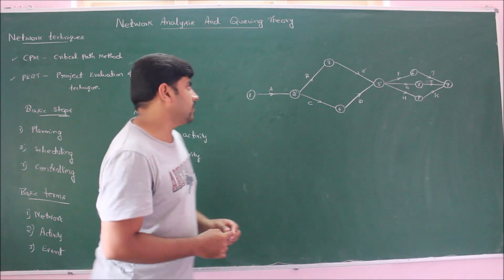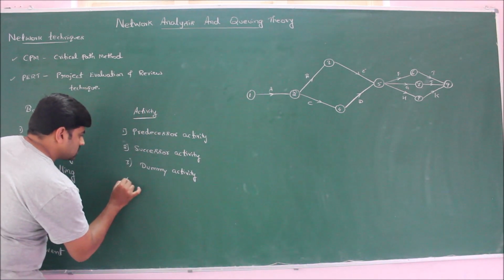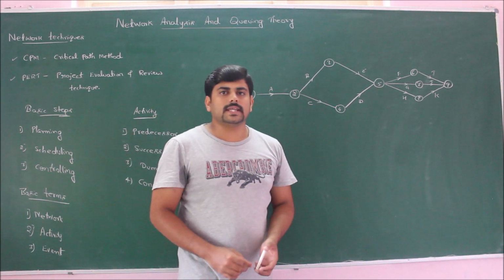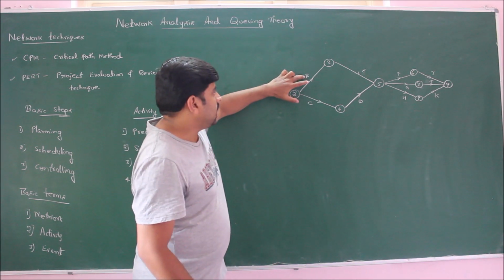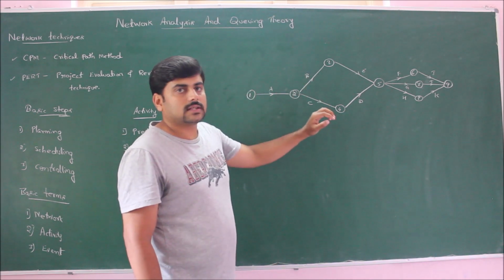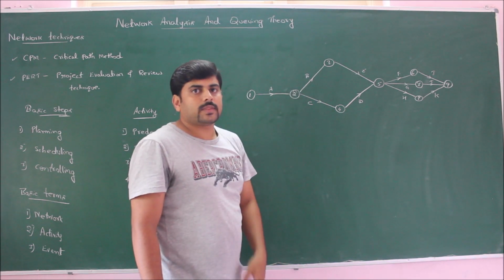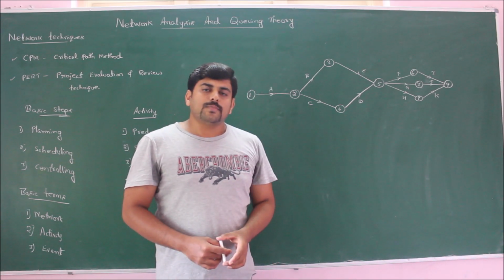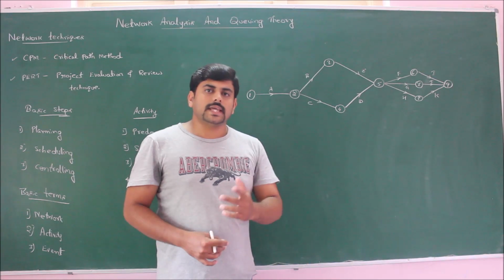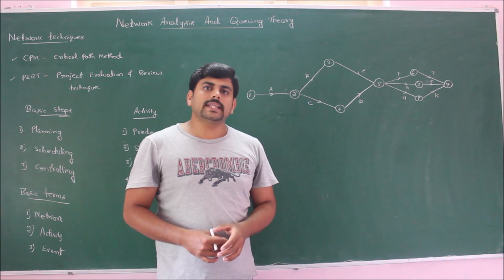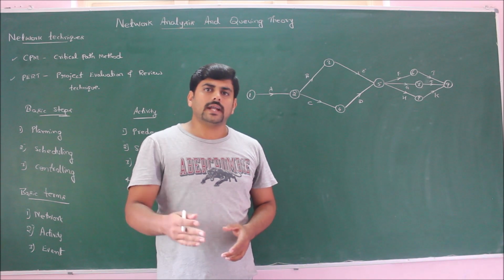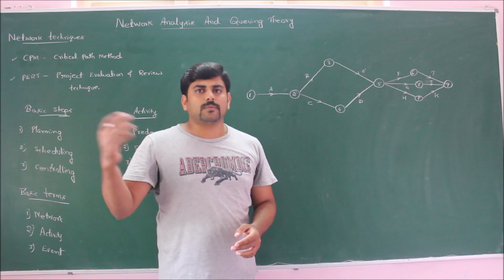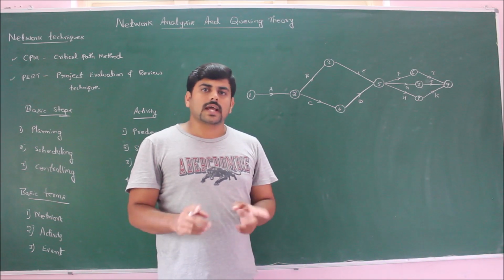One more category of activity is concurrent activities. As the name itself indicates, these are the activities which can take place simultaneously. That is, activity B and activity C are concurrent to each other. They can take place simultaneously. As I explained in the beginning of this lecture, in the project of constructing a building, examples of concurrent activities are digging the earth for foundation and simultaneously procuring the raw materials. So digging the earth for foundation and procuring the raw materials are termed as concurrent activities.